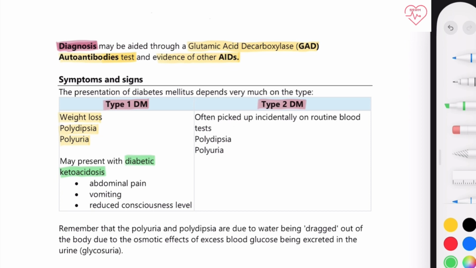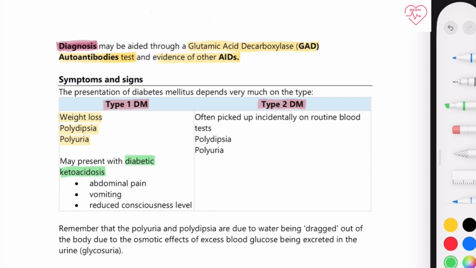So let's repeat together. In type 1 diabetes mellitus, what happens? Weight loss, polydipsia, excessive thirst, polyuria, excessive passing of urine at the time of night, and there will be the presence of diabetic ketoacidosis, which means abdominal pain, vomiting, reduced consciousness level. And here you're done with the symptoms and signs of type 1 diabetes mellitus.